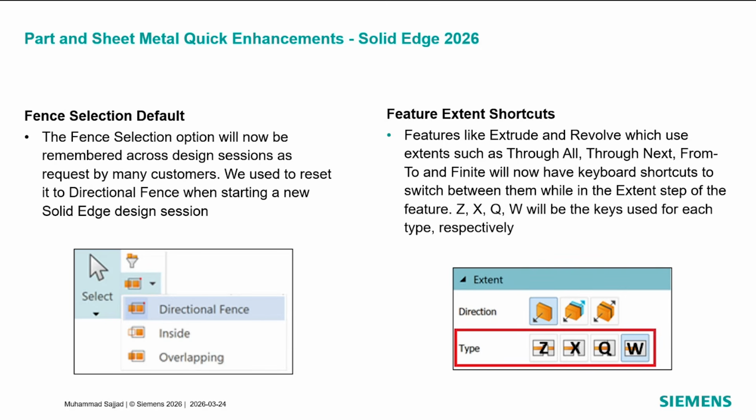Additionally, we also introduced keyboard shortcuts for features like extrude and revolve, which make switching between the extents through all, through next, from to, and finite a lot more convenient. And users can utilize the keystrokes Z, X, Q, and W for quick access to these options.